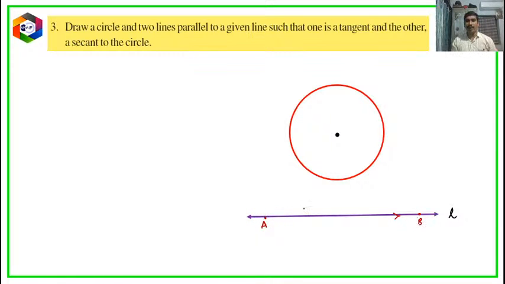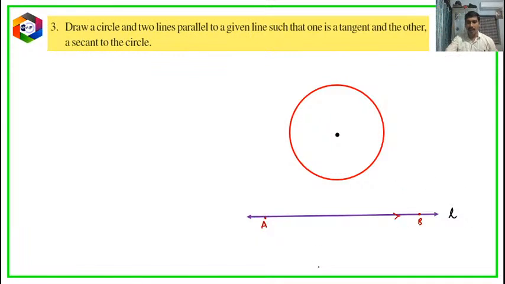And now what I want to do is draw a parallel line. We can draw the parallel using the set square. You know that using a set square we can draw a parallel line. Suppose here I want to draw it so that it touches the circle at only one point. It should touch at one point. So let us observe, children.